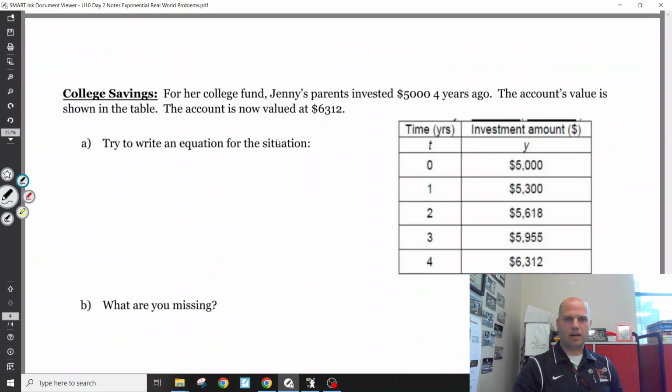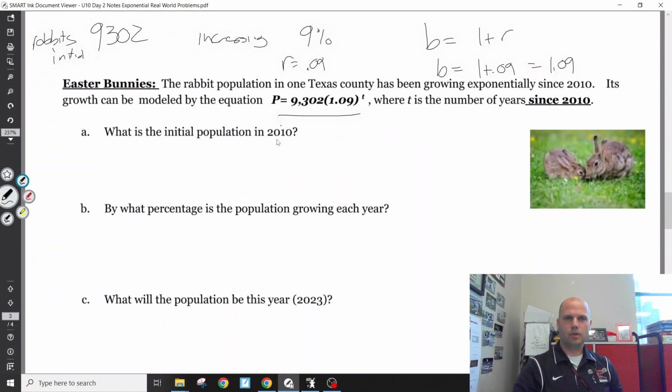Probably what I'll do in my classes is have you graph and find the information, and then I'm going to change some values and then answer the same questions. So you have the equation to start with. We should know that this is my initial value. That's my multiplier. So my initial population in 2010 was 9,302.